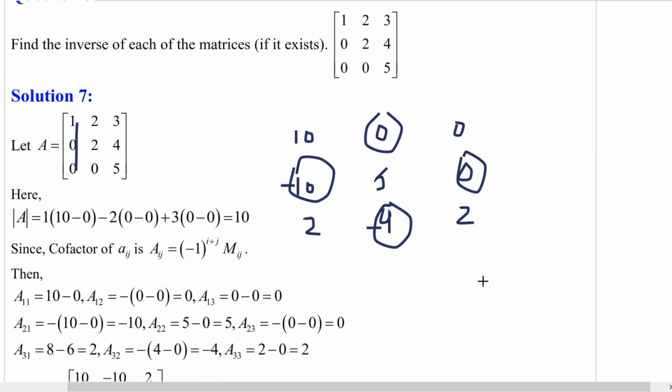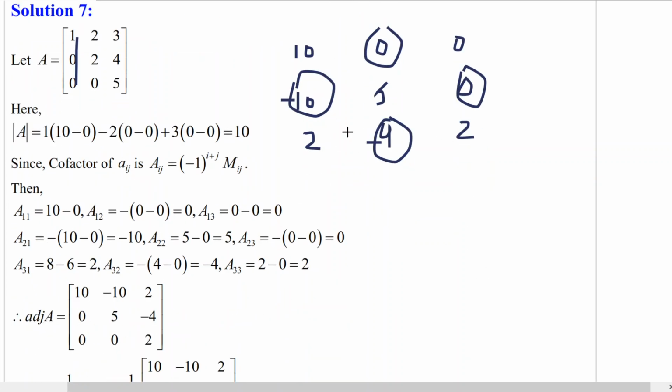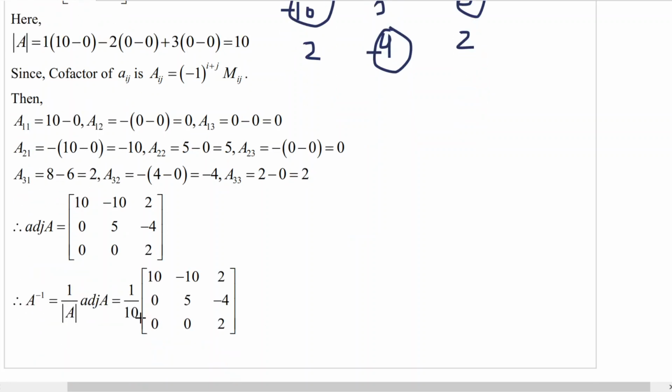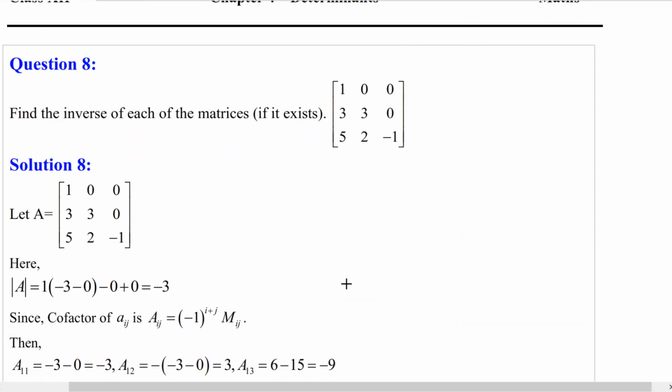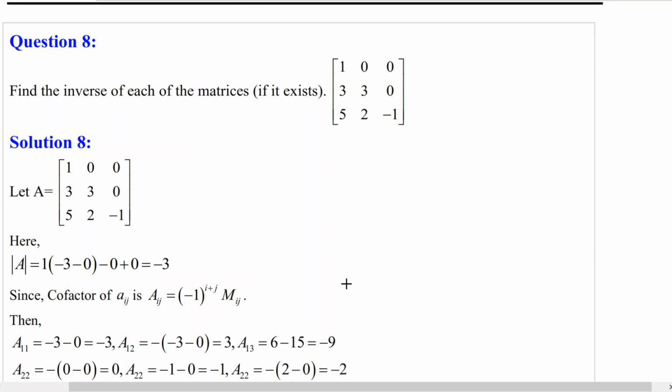Now what is adjoint? Just put this first row 10 0 0 in the first column, second row minus 10 5 0 in the second column, and third row 2 minus 4 2 in the third column. This is your adjoint A. And what is A inverse? 1 by determinant A into adjoint A. That's it. I hope it is clear. And then this question, again let us do it. After this question I will not find A inverse for you, you can find it by yourself.